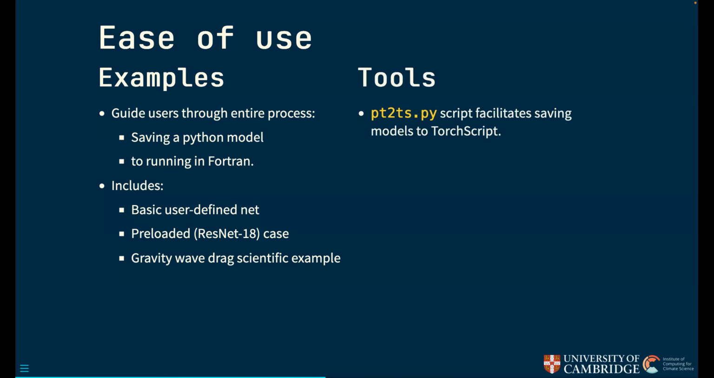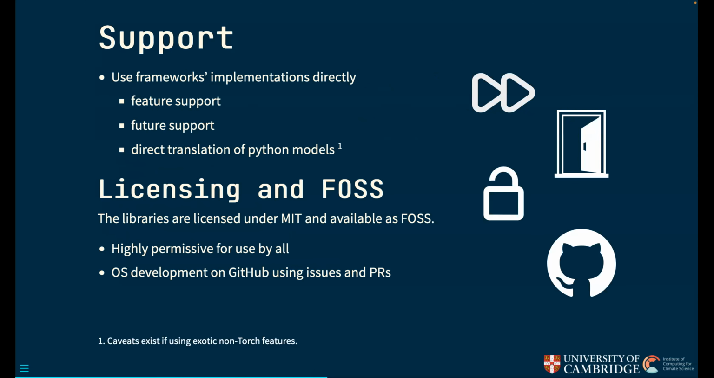And then alongside the code, we provide some tools. Particularly this PyTorch to TorchScript script or file, which is outfitted for helping users save their models to TorchScript ready for deployment in Fortran, to ease this transition. So in terms of other things, the library is open source and freely available. It's on GitHub. And one of the nice things about working with the API is that we should be able to support future development of PyTorch, assuming that libtorch continues to support those features.